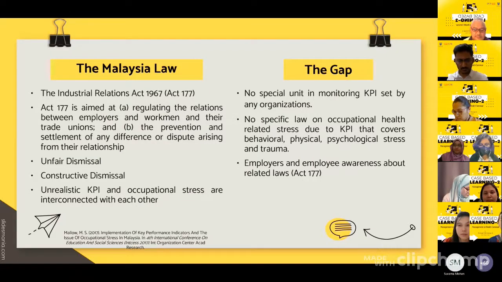First of all, there is no special unit in Malaysia monitoring the KPI set by any organization, whether realistic or unrealistic to achieve. Second, there is no special law that governs the KPI per se in terms of possible stresses and the outcome, hence dismissal. Third is low awareness of employers and employees about utilization and consequences of the related law. So what are the suggestions?